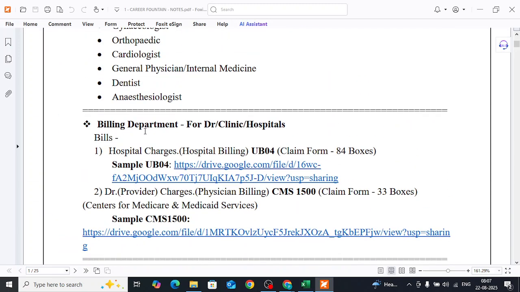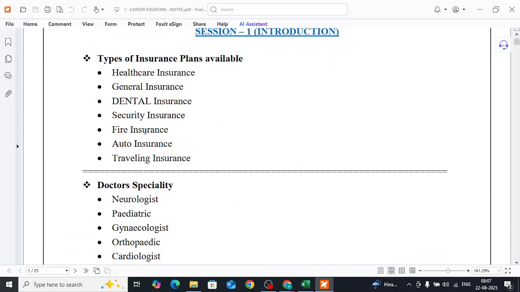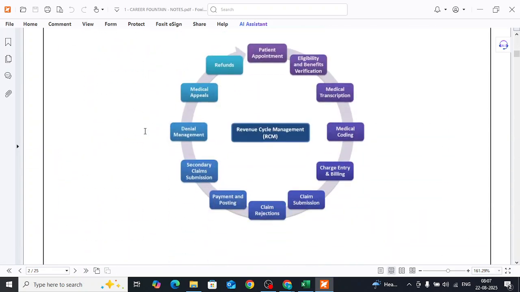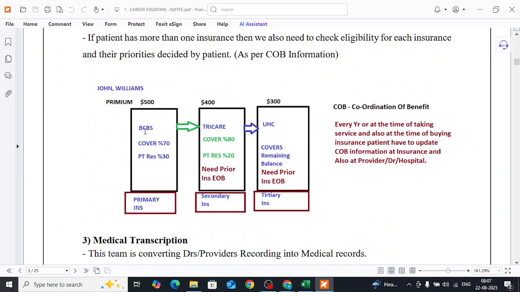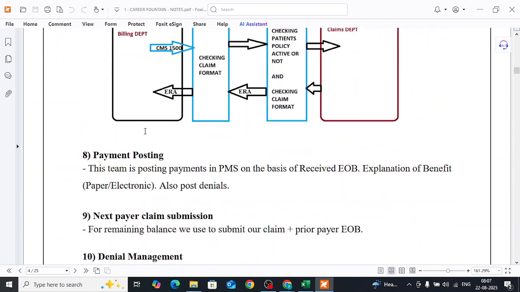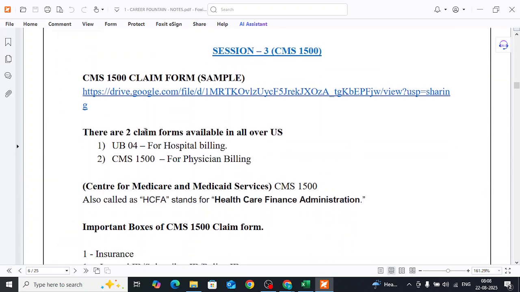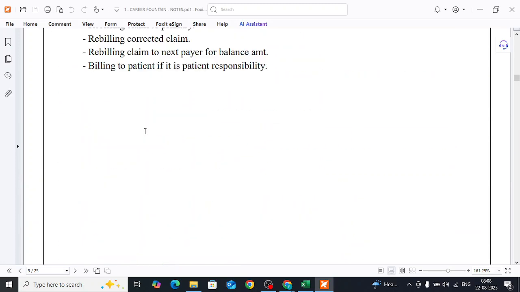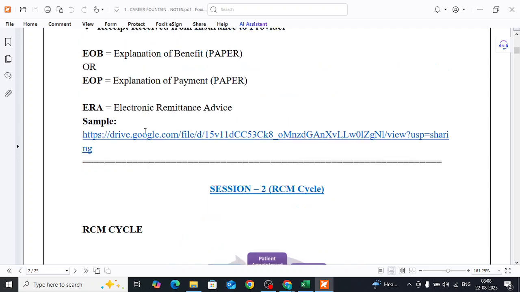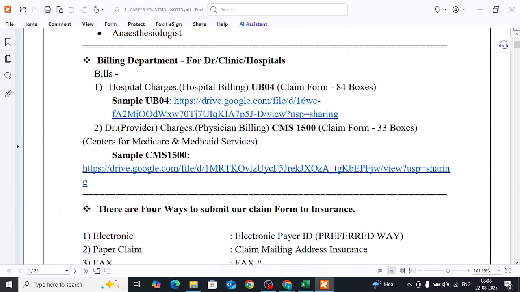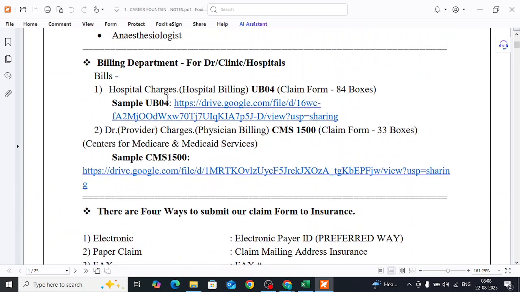As per our schedule, we already covered the introduction part and then we saw the RCM cycle in the last session. So in today's session, we are going to cover the CMS 1500 claim form. As we saw, there are two claim forms: one is the CMS 1500 and one is the UB04.